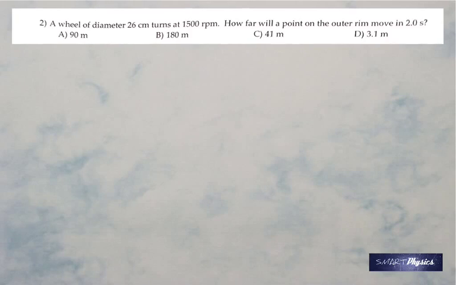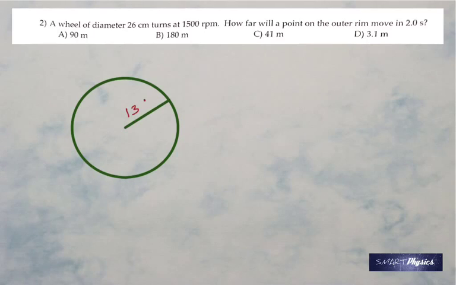The second one: a wheel of diameter 26 centimeter turns at 1500 rotations per minute. How far will a point on the outer rim move in 2 seconds? In this case you have to find how far it moves, so you are trying to find the displacement or the distance moved. Now that's the diagram, the radius is 13 centimeter, and it's turning at 1500 rotations per minute, and you're asked to find this distance in 2 seconds.